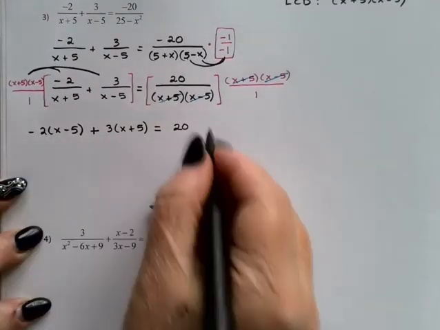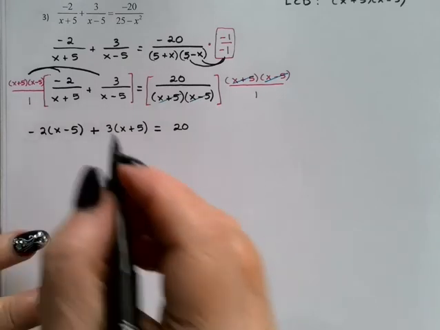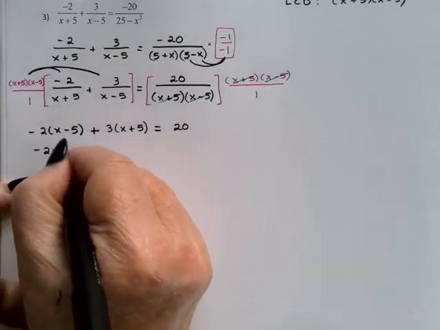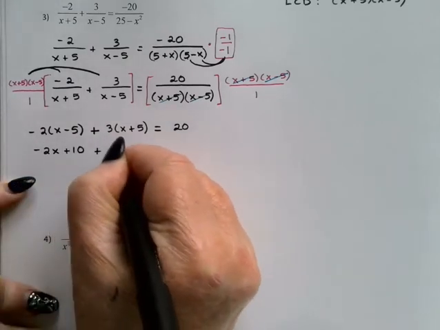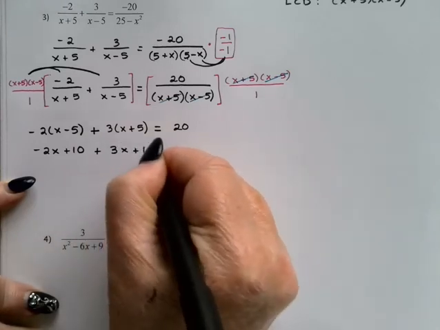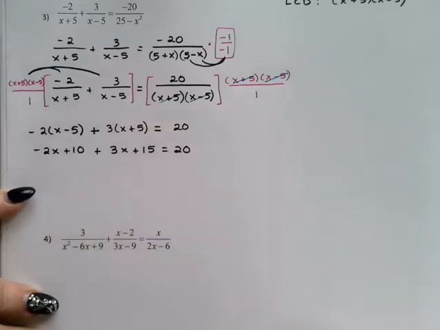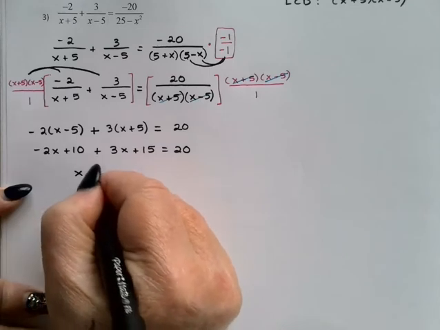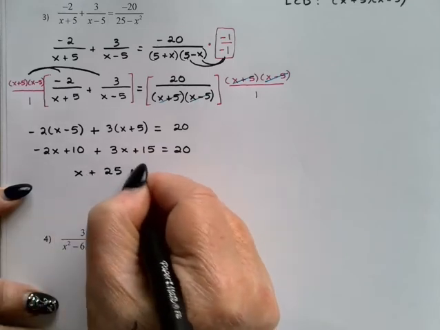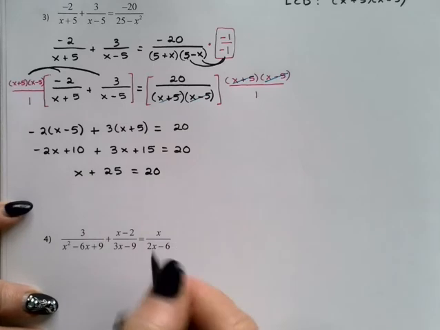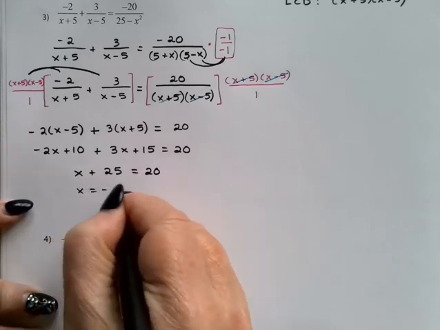All right, nice equation now, no fractions, so let's just simplify. I'm going to distribute the -2 and also distribute the 3. And combining like terms makes this x plus 25 equals 20, and so x is equal to -5.